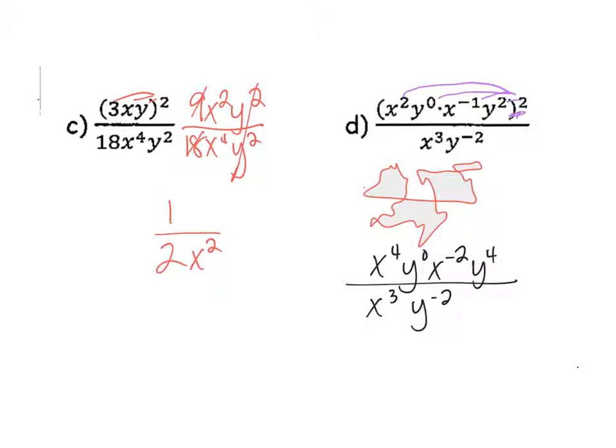Okay. Now, let's do my x's. I got a 4 plus a negative 2. What's that become? 4 plus negative 2. X squared. Okay? 2 is completely different than x squared. Now my y's. I got y to the 0 and y to the 4. 0 plus 4. Y to the 4. Okay? Over x to the third, y to the negative second.